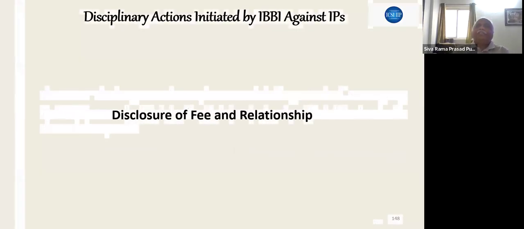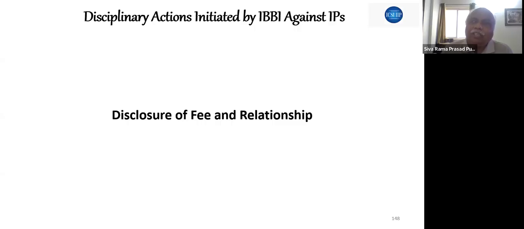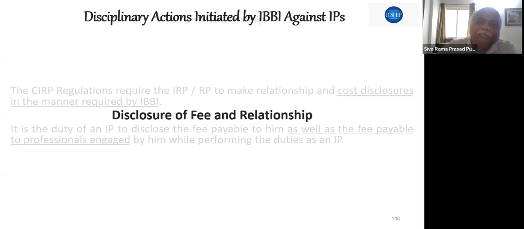Disclosure of fees and relationship. Some people are reluctant to mention how much fees they charge. Is it mandatory? It is mandatory. There are clear-cut guidelines. How much fees you have taken, and out of that you also have to pay some amount to the IBBI also. So, the disclosure of fees and the relationship.